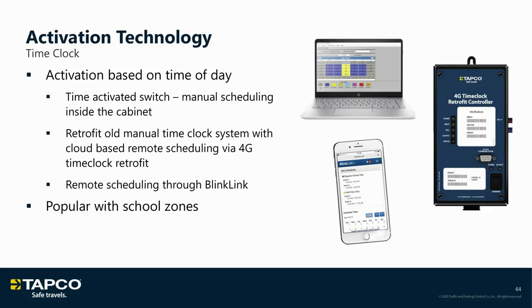So this is usually used in school crossings for the most part, is where we would generally see them. But this is our time clock software. So this is something that you can manually schedule inside the cabinet as well. So that retrofit time clock controller would simply go into a cabinet and allow you to connect with cellular and the modem to BlinkLink to be able to monitor and change all of those schedules as well. So another great application for BlinkLink.